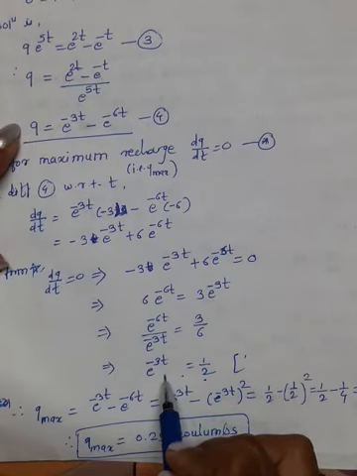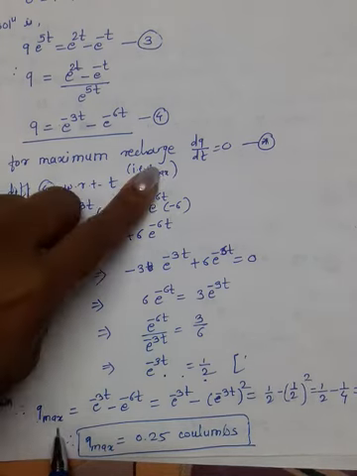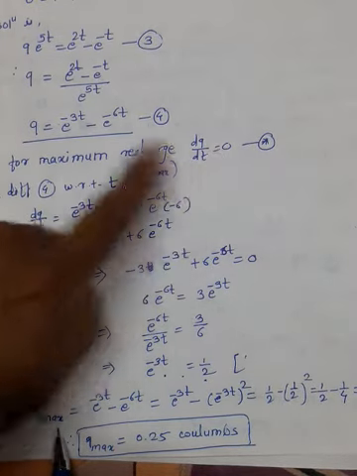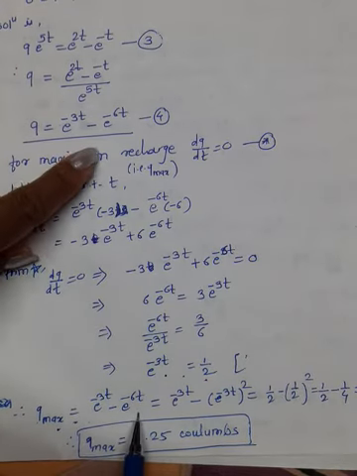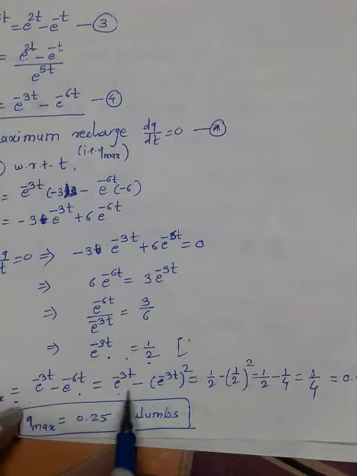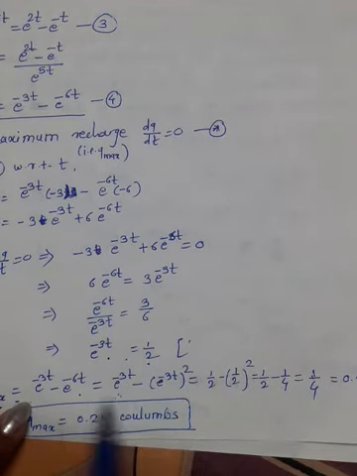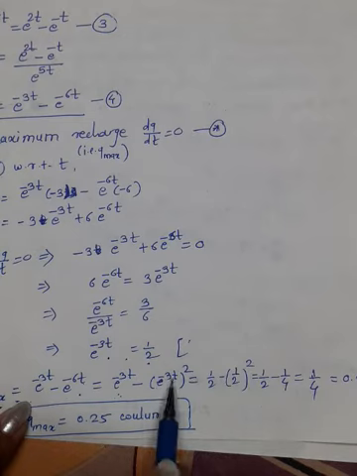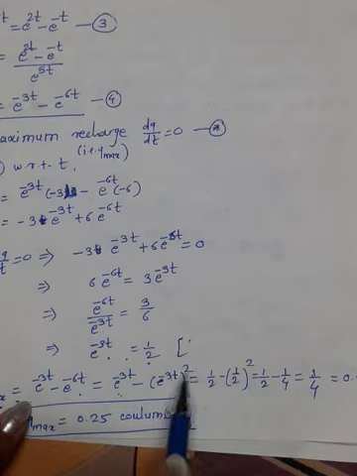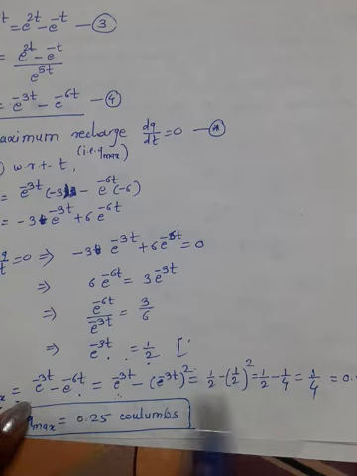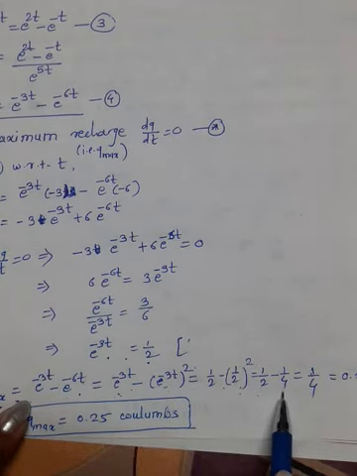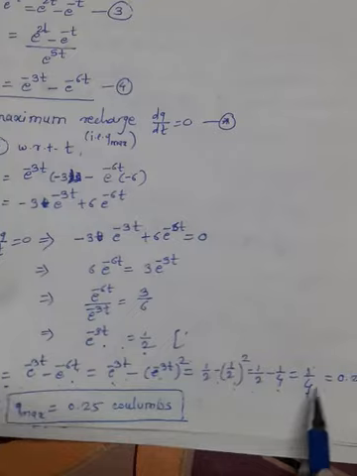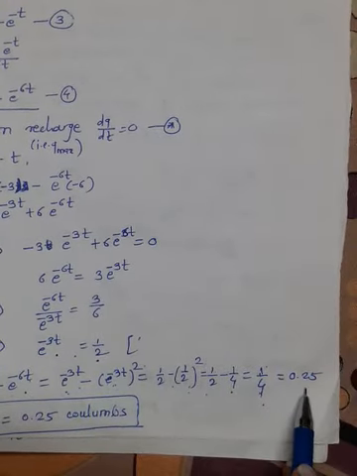This is our solution. We get q maximum, meaning after finding dq by dt is equal to 0, q becomes q maximum is equal to e raised to minus 3t minus e raised to minus 6t. We have only one value, e raised to minus 3t, and e raised to minus 6t is nothing but e raised to minus 3t squared. Index raised to index becomes 3 times 2, which is 6. Okay, now put this value of e raised to minus 3t here. We get 1 by 2 minus 1 by 2 squared. 1 by 2 minus 1 by 4 becomes 1 by 4, and the value of 1 by 4 is 0.25.